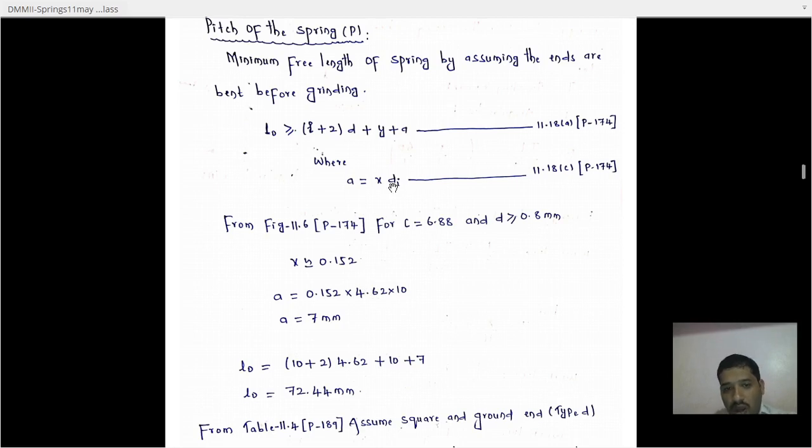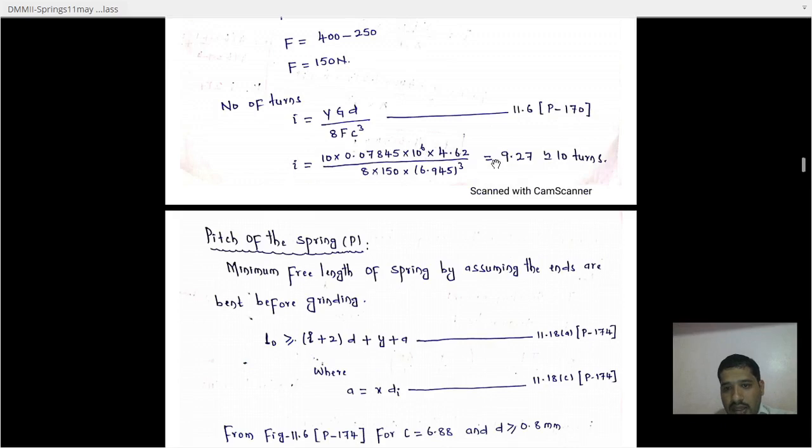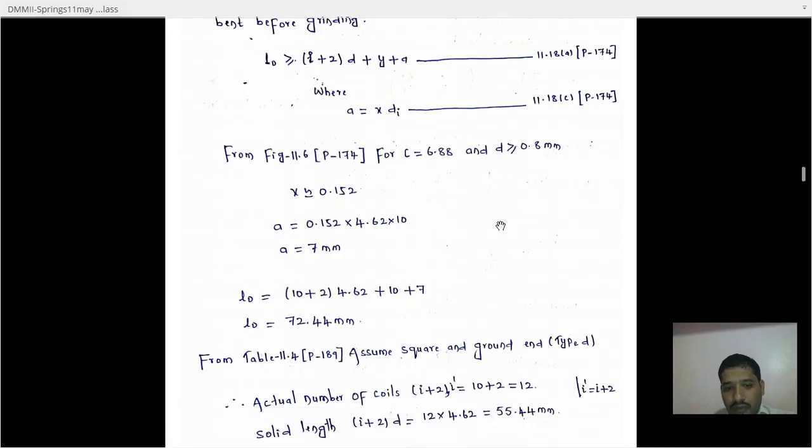and i is the number of turns, already solved. How much? 10 turns. You need to multiply this value, 0.152 into 4.62 into 10, then you will get the value of a. Okay, the clearance value, how much did we get here? 7 mm. After getting the clearance value, you need to substitute it in this equation.